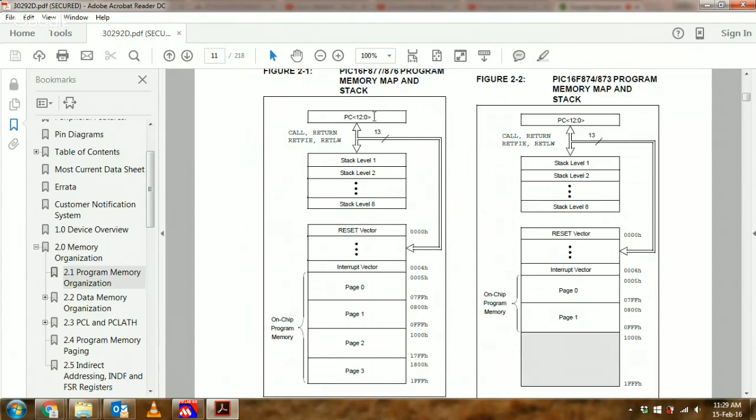The first thing is the program counter, and we already know about that. We know it's 13 bits wide, and in that special register it holds the address of the next instruction to be executed. So it's 13 bits wide, which is indicated by this bus here, 12 down to 0.